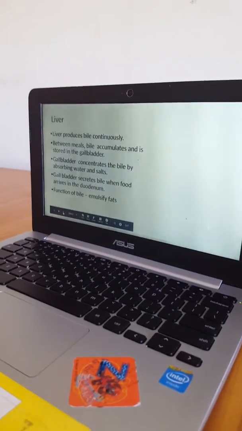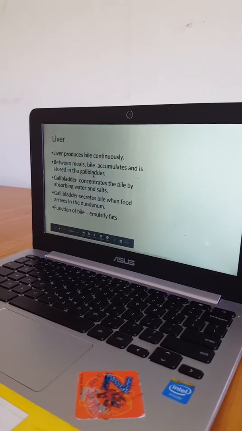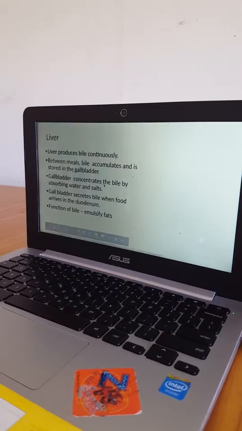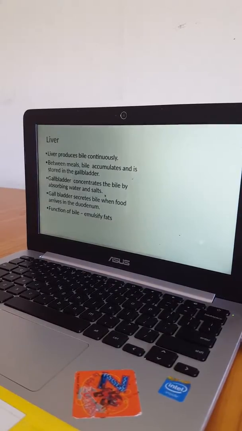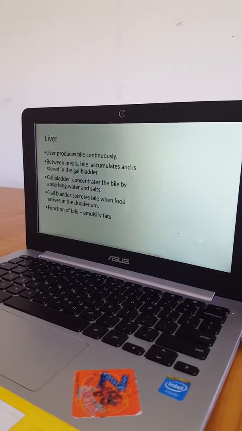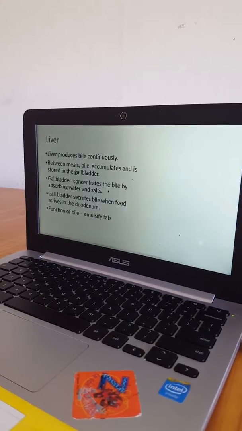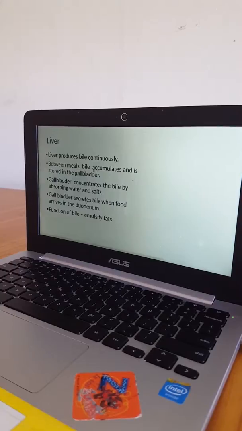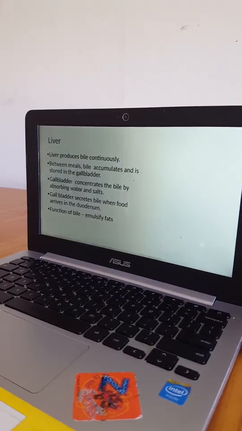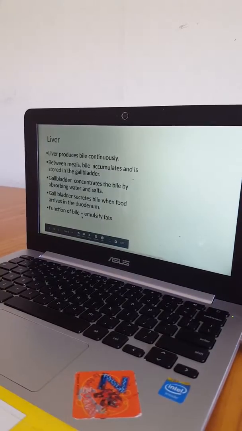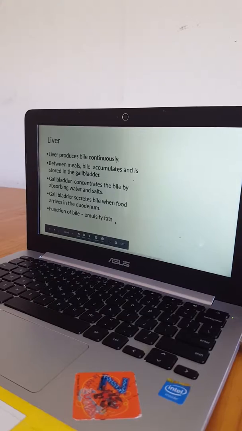The liver produces bile continuously. Between meals, bile accumulates and is stored in the gallbladder. The gallbladder concentrates the bile by absorbing water and salts. So basically the function of the gallbladder is storage and concentrating the bile, not producing the bile. You should know the steps of the bile processing. The gallbladder secretes bile when food arrives in the duodenum. The function of bile is emulsifying fats.